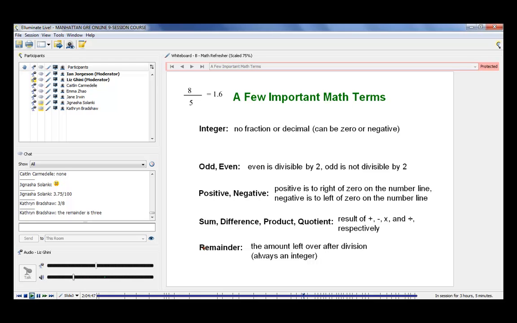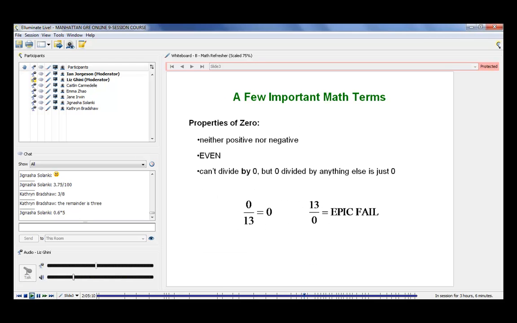The remainder is 3. Do you know how to calculate it mathematically? Yeah, Jignasha has it, the 0.6 times 5. Now you need to be able to do that. And the reason it works, 8 divided by 5 is 1 plus 0.6. So that's 1 times 5 plus 0.6 times 5. That kind of stuff you do have to know.